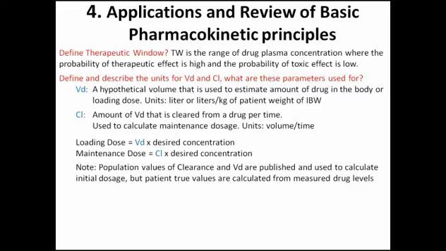And remember that the population values of clearance and volume of distribution are published for each drug, and are only used to calculate initial dosage. But once you have a level, a drug concentration, then this must be used to calculate the patient value and use it, not the population value. Okay?